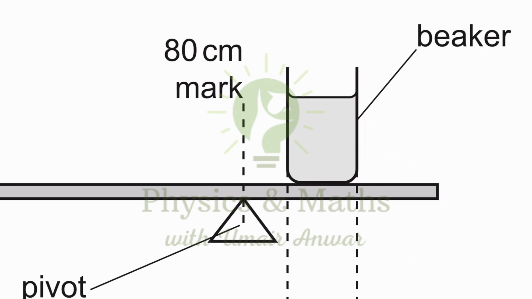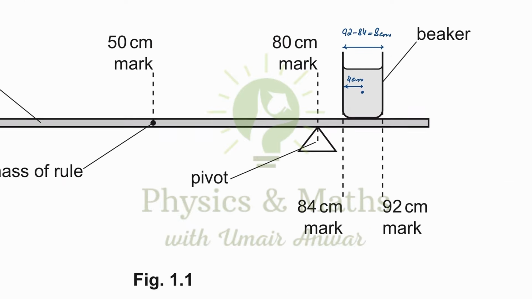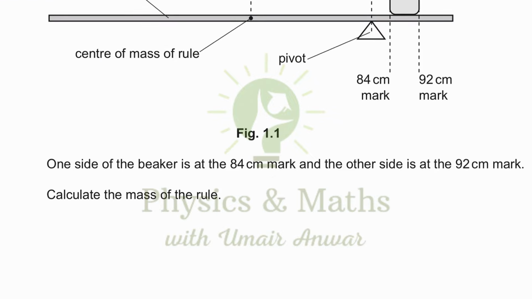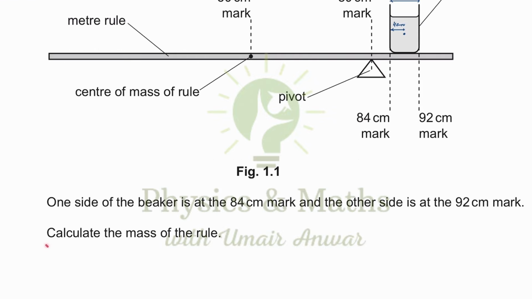So it goes on to tell us that the width of this beaker must be 92 minus 84 equals 8 centimeter, and the center of mass for this beaker must be 4 centimeter from each side. So this distance is going to be 4 centimeter, where the center of mass of the beaker would be located. Now what we have to do, we have to calculate the mass of the rule.